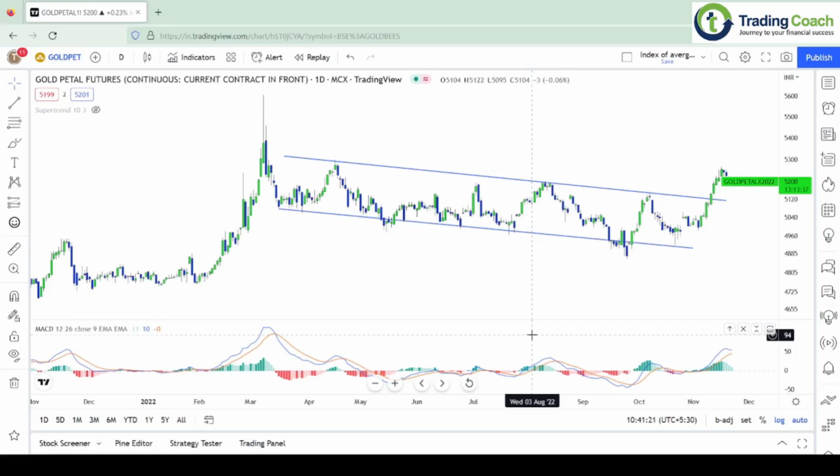I'm a pure price action trader, and I don't believe in indicators. I'm making this video because most of you requested me to make a video on indicators. Typically, the reason why I'm choosing MACD is that this particular indicator has a very good probability.